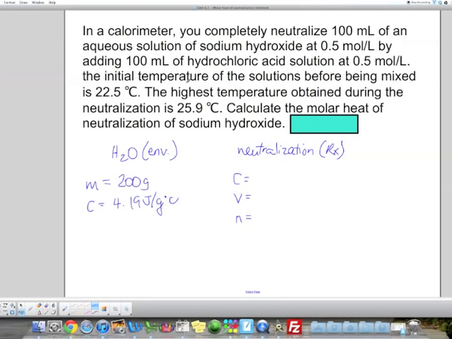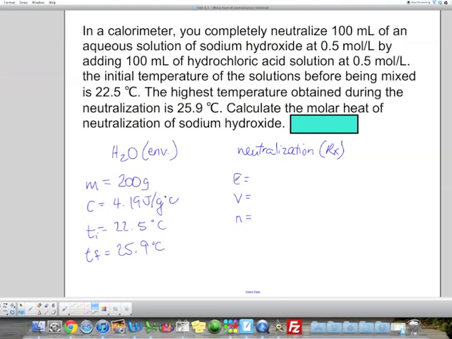Okay, the initial temperature of the solutions before being mixed is 22.5. So I know this is going to go with my environment. So Ti is 22.5. So the water within my solution is at 22.5. The highest temperature obtained during the neutralization, so that should be my Tf, is 25.9 degrees Celsius. Calculate the molar heat of neutralization of sodium hydroxide.